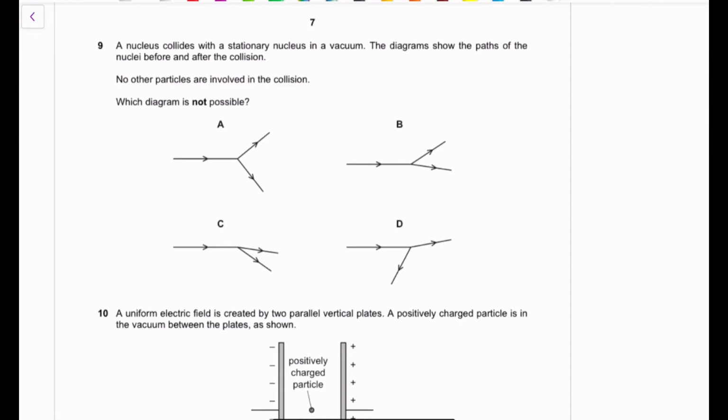Move on to question number 9. We've been given a nucleus that collides with a stationary nucleus in a vacuum. The diagram shows the path of the two nuclei before and after the collision. No other particles are involved in the collision. Which diagram is not possible? So basically, you need to understand this. Look at how the collision is happening. Basically, you have a horizontal collision that's going to happen before. Let's start with A. You're going to have a horizontal motion that's going to be like that.